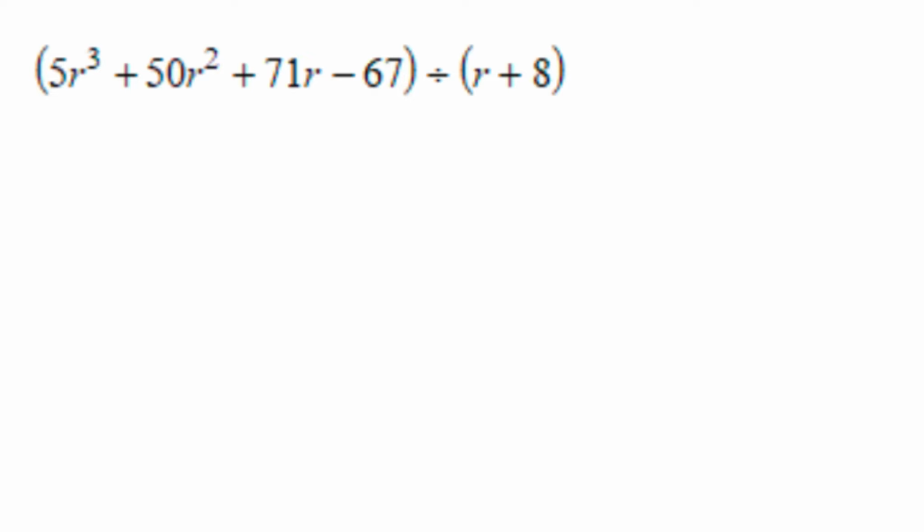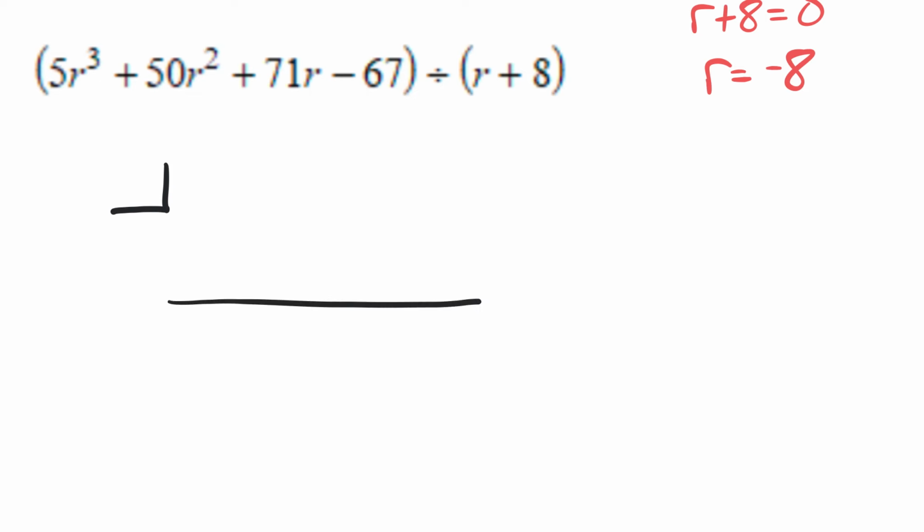As we look at this one, the first thing we need to do is pick the number that we are going to run through the synthetic division. The way we do that is we take the divisor, set it equal to 0. Most of the time you can do this in your head, but the number we're going to run through synthetic division is the number -8. So now I'm going to create my synthetic division bars. I'm going to put it this way, and then I'm going to drop this bar right there.